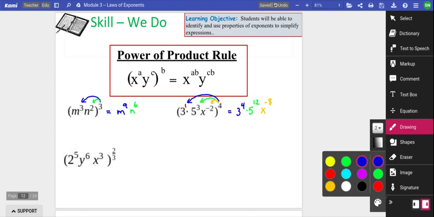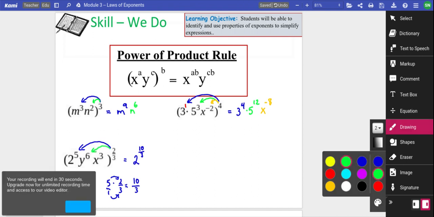What if we have a fraction? We multiply the same way. We have 2, and now we multiply the exponents. The exponents would be 5 times 2 over 3. I like multiplying fractions. I will convert this one into a fraction. Multiply the top 2 numbers, 5 times 2, 10. The bottom 2 numbers, 1 times 3 is 3. So this would have 2 with an exponent of 10 thirds.